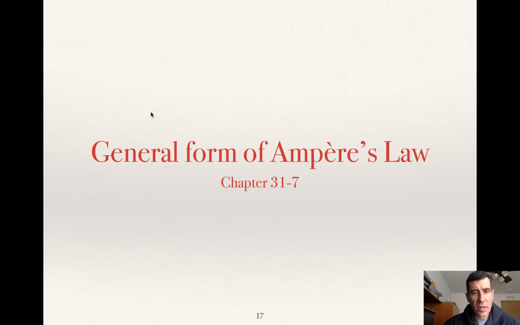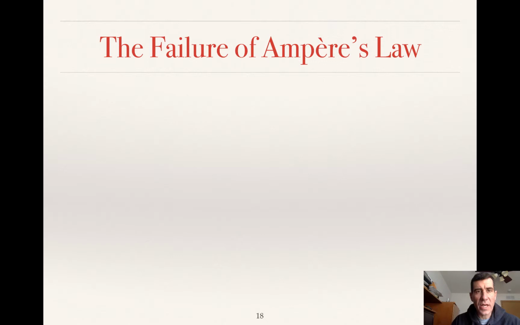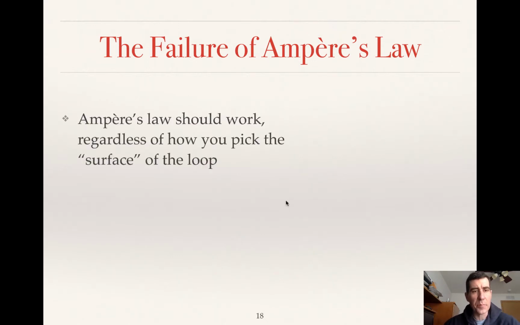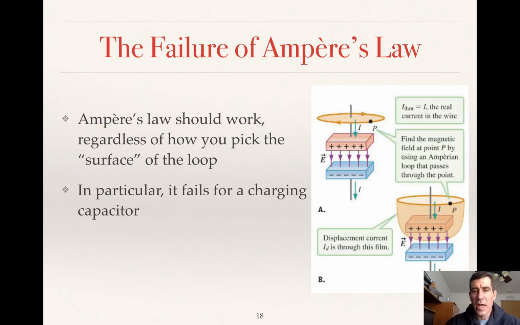In this video, I'm going to talk about the displacement current and the more general form of Ampere's law, and this is in chapter 31-7 of the textbook. Okay, so as it turns out, Ampere's law, the way we've written it, actually has a problem. Of course, Ampere's law, if it's really a law, should work regardless of how you pick the surface of the loop. And we can see it fails in a particular way.